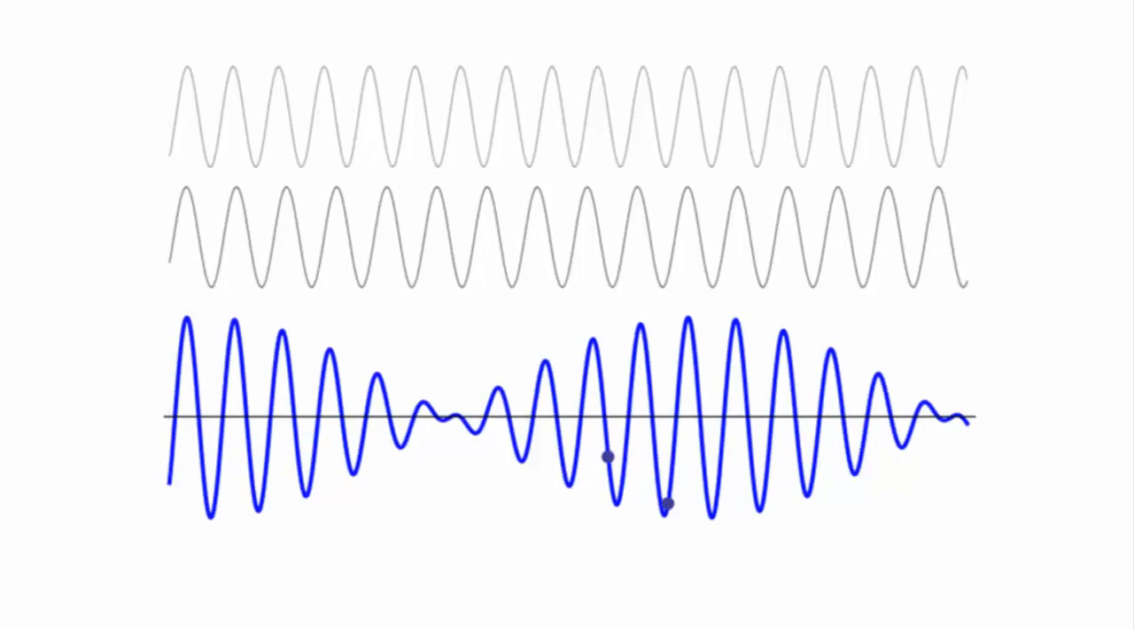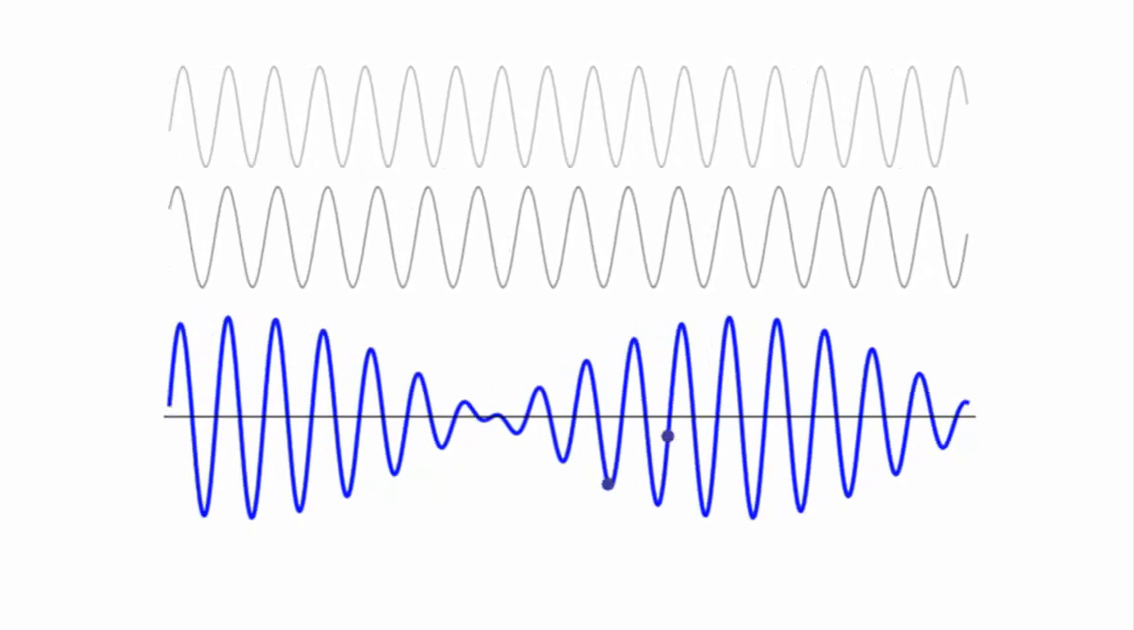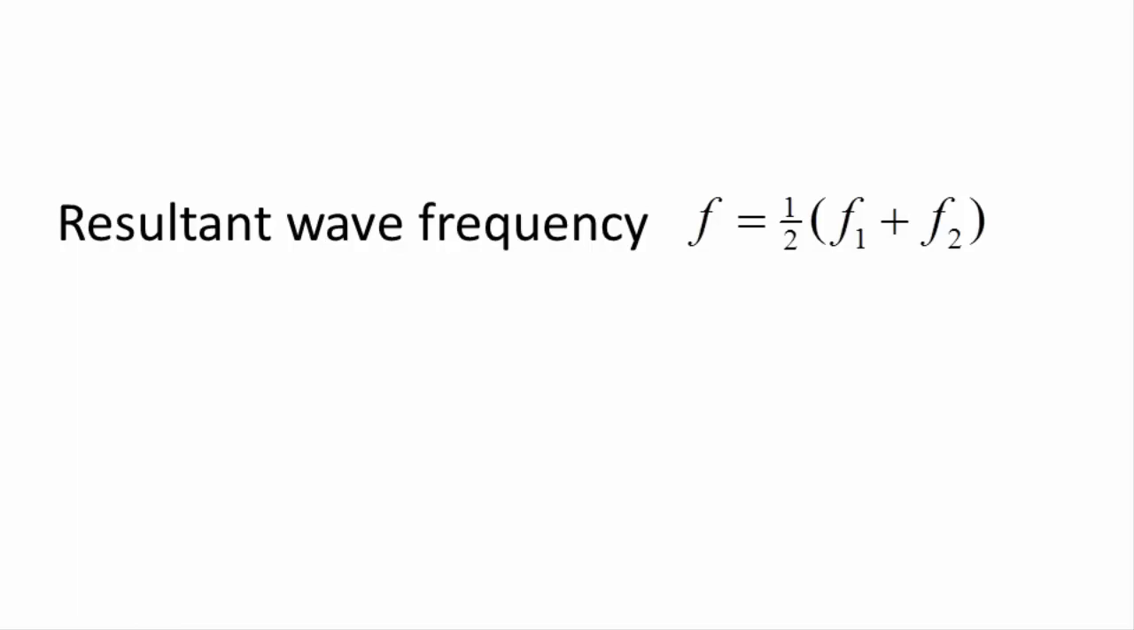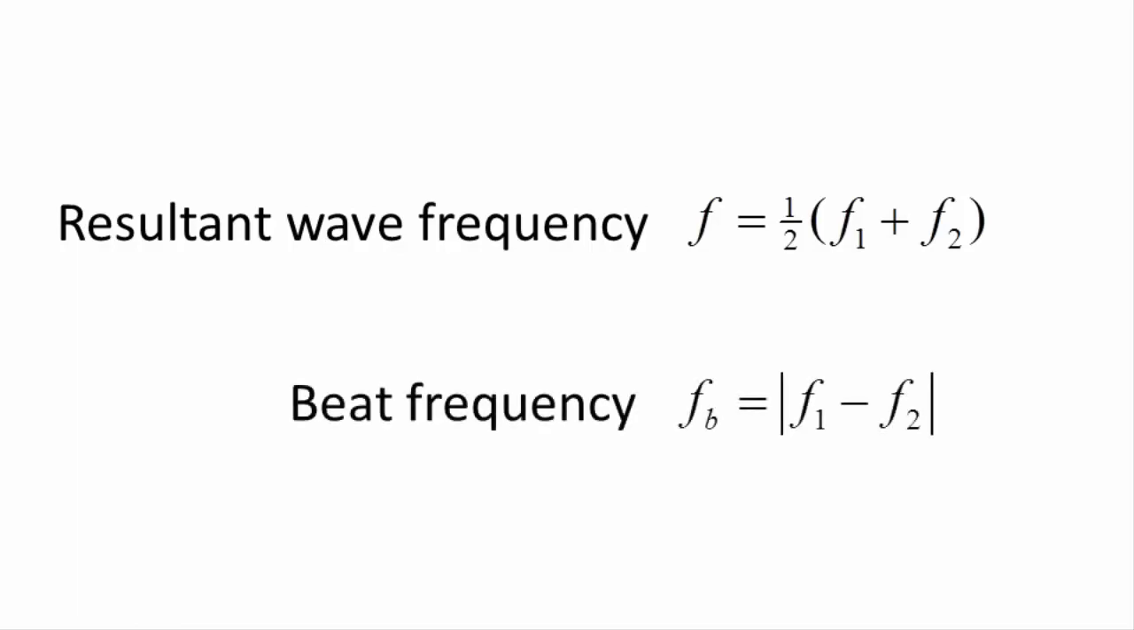In summary, when two waves of slightly different frequencies superpose or interfere, the resultant wave has a frequency that is equal to half of the sum of the two frequencies of the waves. The resultant wave also has a beat frequency given by the absolute difference between the two frequencies.